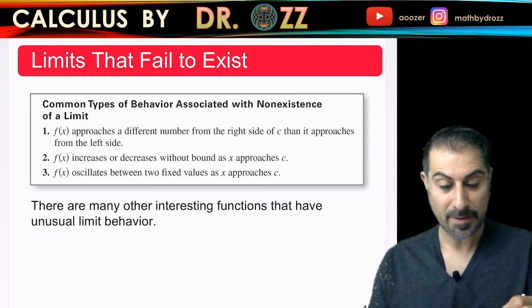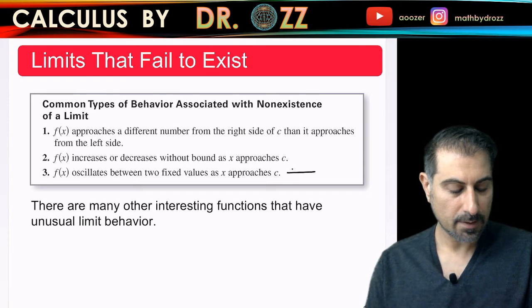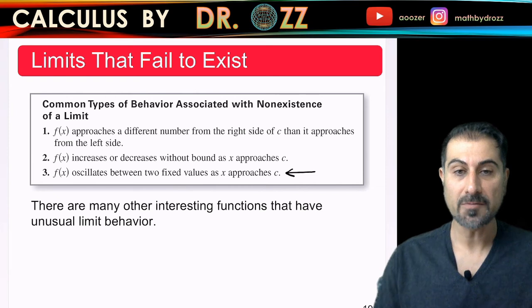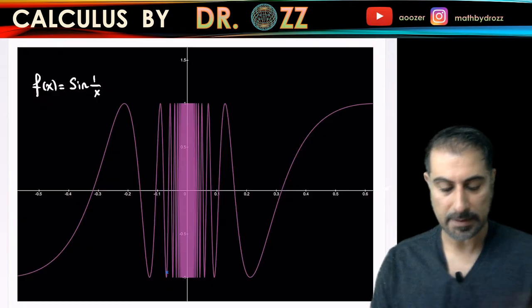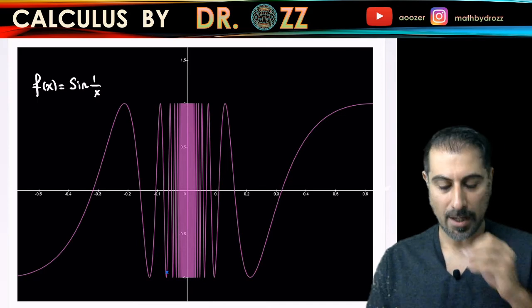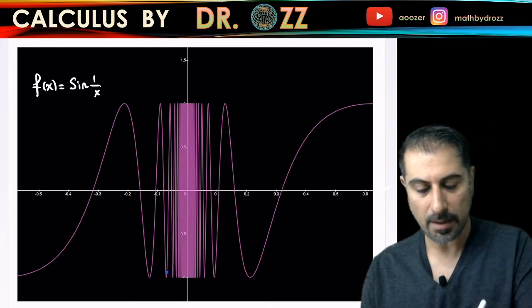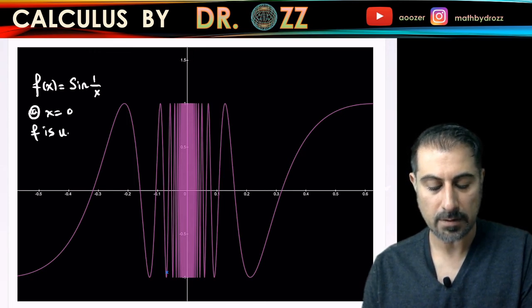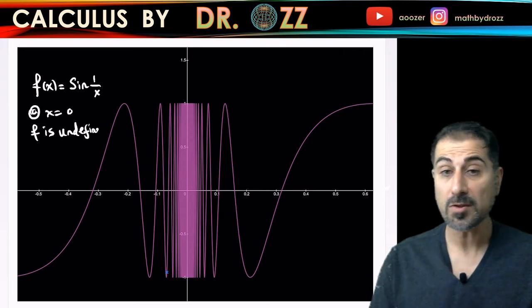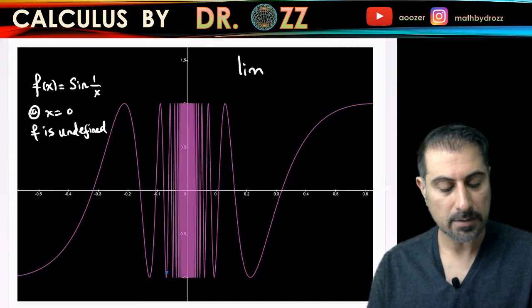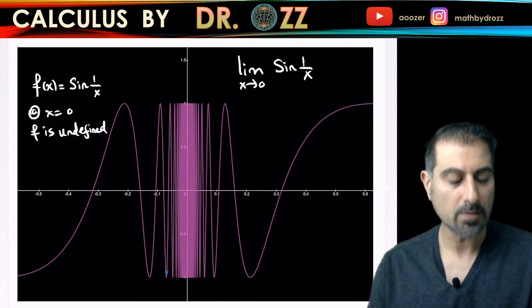All right, for case number 3, I have a very cool example. It's an example of a function oscillating between two fixed values as x approaches the limit point. So here we go. The example for that is f of x equals sine 1 over x. And a very immediate observation is that at x equals 0, this function is not defined. At x equals 0, f is undefined, but we can still look at the limit of the function as x approaches 0.